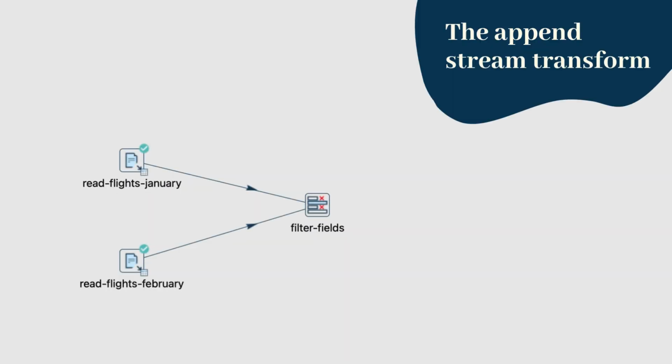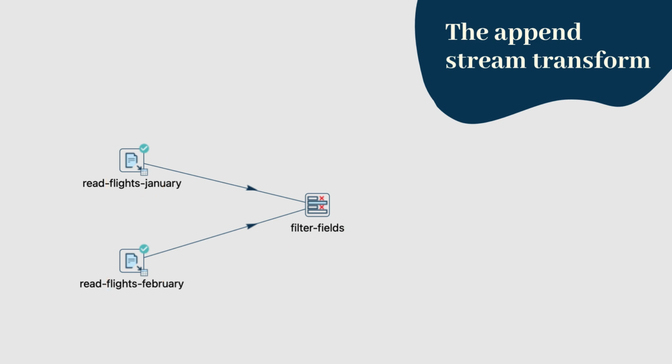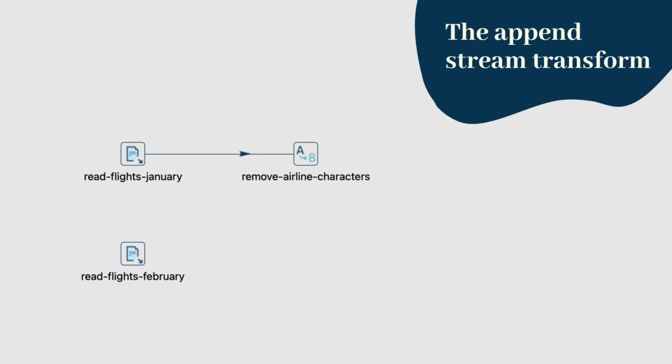But what if the order of your data matters? In the previous example, when the pipeline starts, all transforms are initialized simultaneously. As a result, data from the first and second inputs is processed concurrently, which means the order of the data may not be preserved. But you might have a situation where data from one source needs to be processed completely before the next source's data begins. This is where the Append Streams transform comes into play.